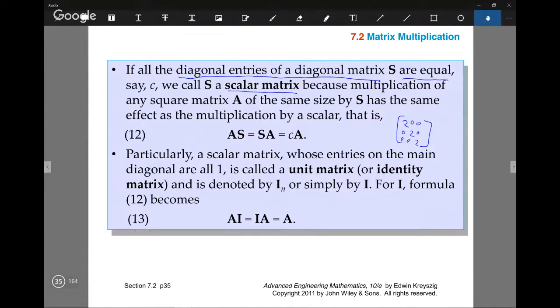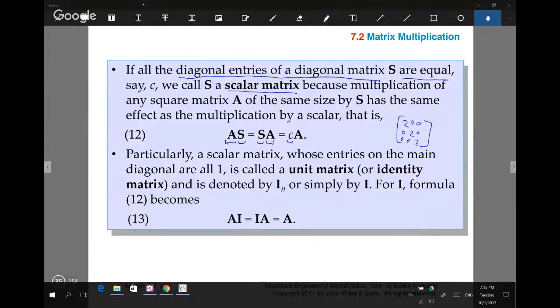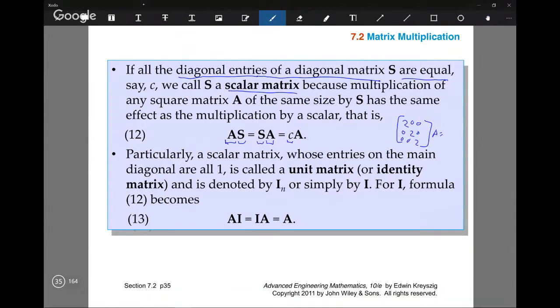Okay? And these have an interesting property. These matrices are indeed commutative. They commute with other matrices. So A times a scalar matrix is the same as a scalar matrix times A. In particular, if I multiply this with A, it's going to be 2 times A. Now we can show that, because every element here is 2.